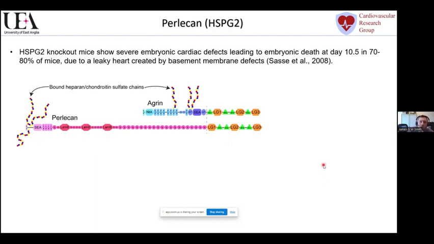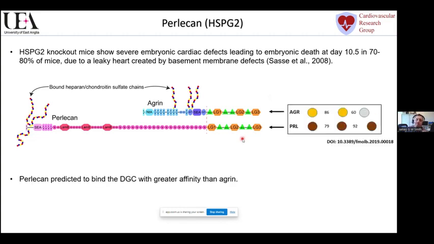And this is where our work on Perlecan comes in. So previously, plenty of people have shown that Perlecan is important for cardiac development. If you knock it out in mouse models, it can be embryonic lethal due to cardiac defects. But why we were particularly interested in it is because agrin and Perlecan are the two non-collagenous heparan sulfate proteoglycans of the basement membrane. And they're very structurally similar at the C terminus, with these three repeating laminin globular domains that have the capacity to bind the dystroglycan complex.